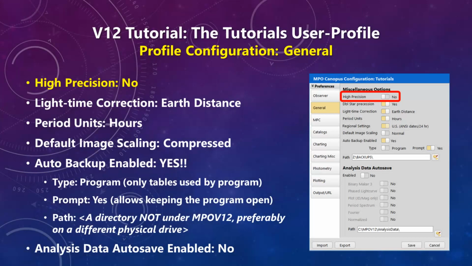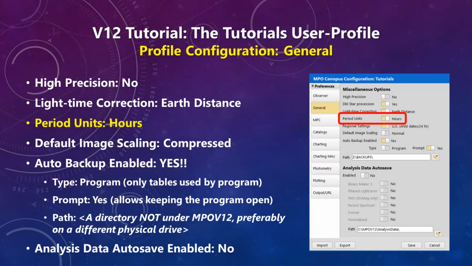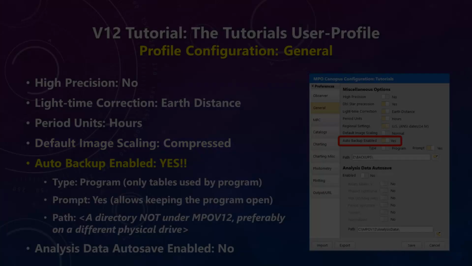The General tab has some miscellaneous global settings, some of which depend on whether the target is an asteroid or a variable star. Set High Precision to No. Set Light Time Correction to Earth Distance. This converts Earth time observations to the UT when the light left the asteroid. Set Period Units to Hours, which is the convention for asteroid rotation periods. Set Default Imaging Scaling to Normal. The scaling can be overridden as needed by any program that displays images.